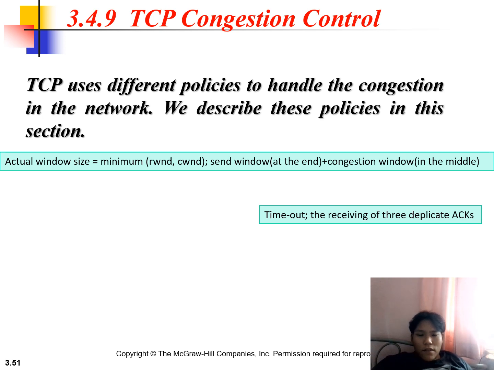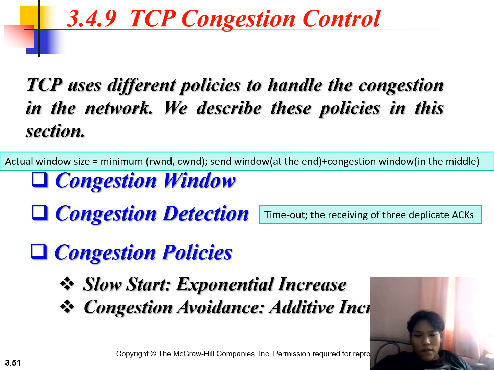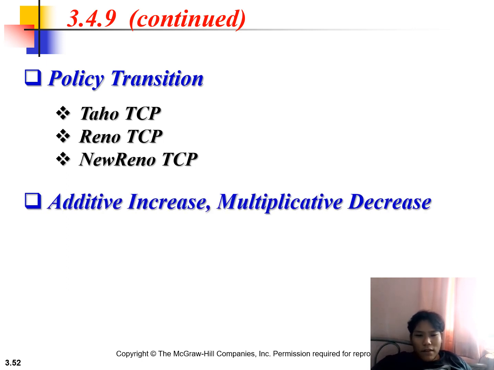TCP congestion control. TCP uses different policies to handle congestion in the network. We describe these policies in this section. Congestion window, congestion detection, congestion policies, policy transition, Tahoe TCP, Reno TCP, and New Reno TCP.